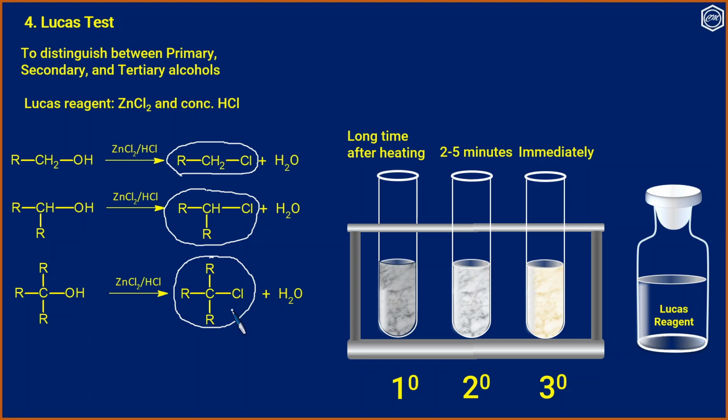One condition is that the alcohol must be soluble in Lucas reagent. The alkyl halides formed are insoluble. That is why we observe the turbidity. The turbidity or another layer is due to the presence of these alkyl halides.